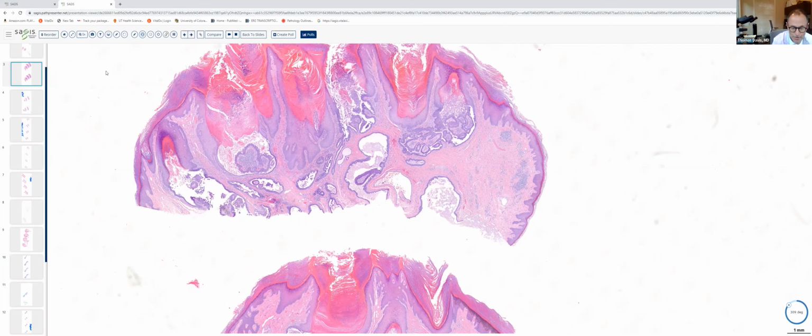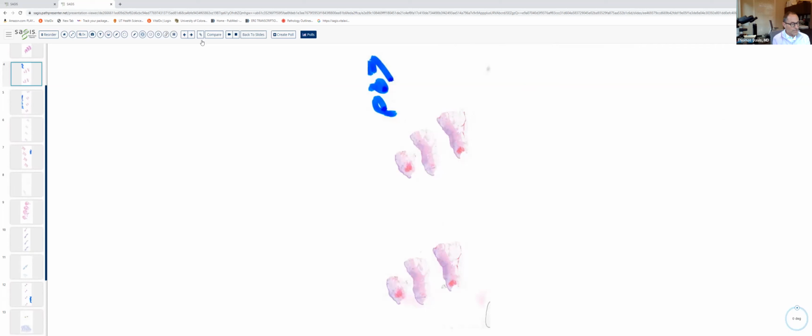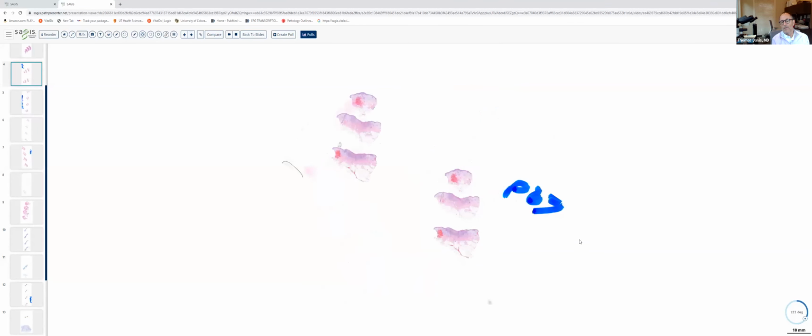Okay, let's go ahead and move on to our next case. This would be case number 4. And the specimen in this case was an excisional biopsy specimen. I'm going to tilt the slide here. And one can see quite a bit of fat.